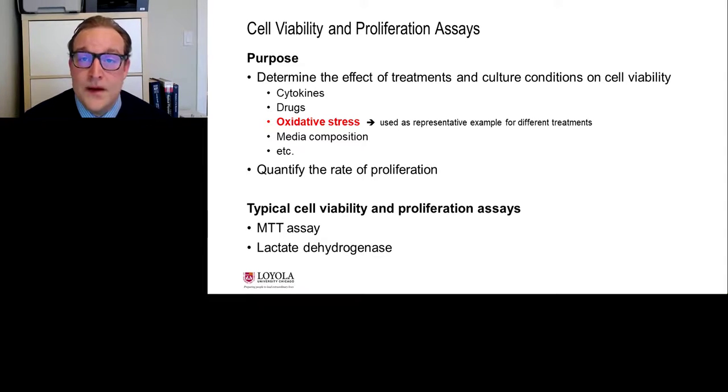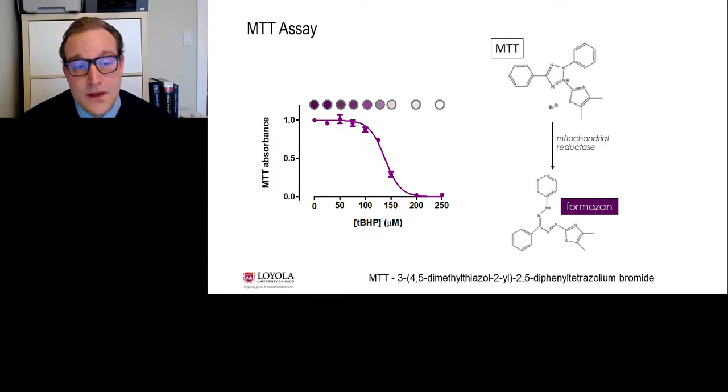Two of the most popular and widely used cell viability and proliferation assays are the MTT assay and the lactate dehydrogenase assay. The MTT assay, and MTT stands for 3-(4,5-dimethylthiazol-2-yl)-2,5-diphenyltetrazolium bromide, is based on the conversion of MTT to the colored dye formazan. MTT, when placed on live cells, can be taken up into the mitochondria of the cells, and inside the cells, an enzyme, mitochondrial reductase, will convert MTT to formazan. The purple product formazan can then be detected spectrophotometrically.